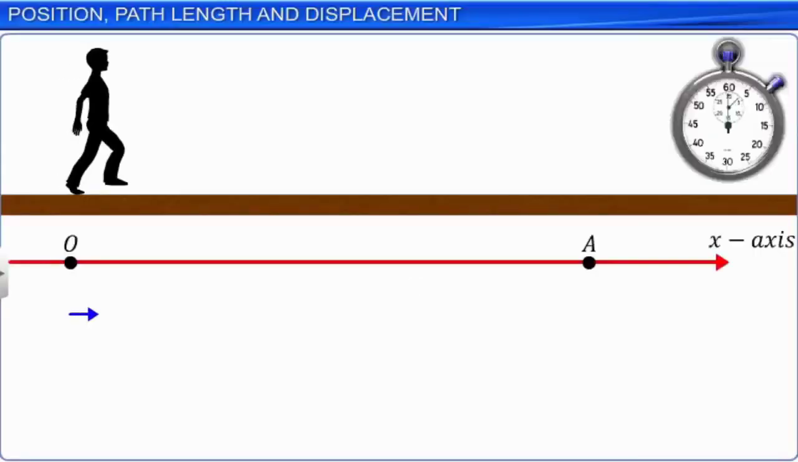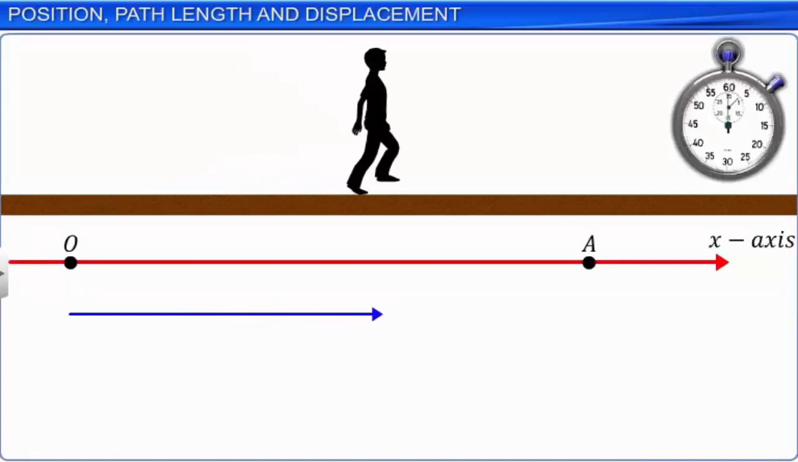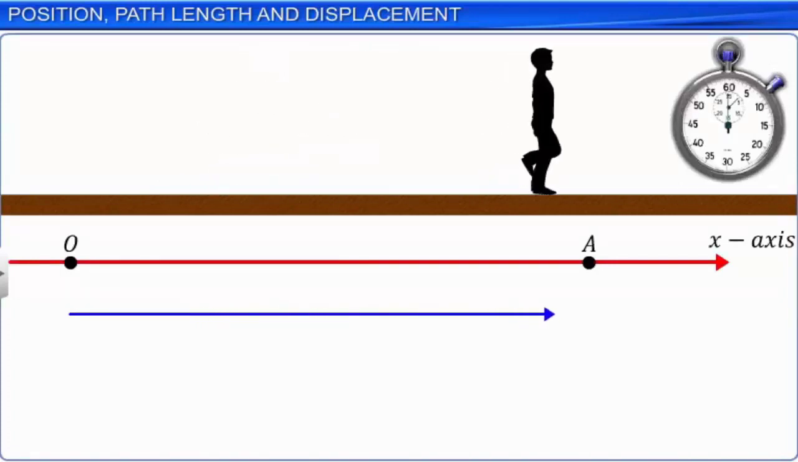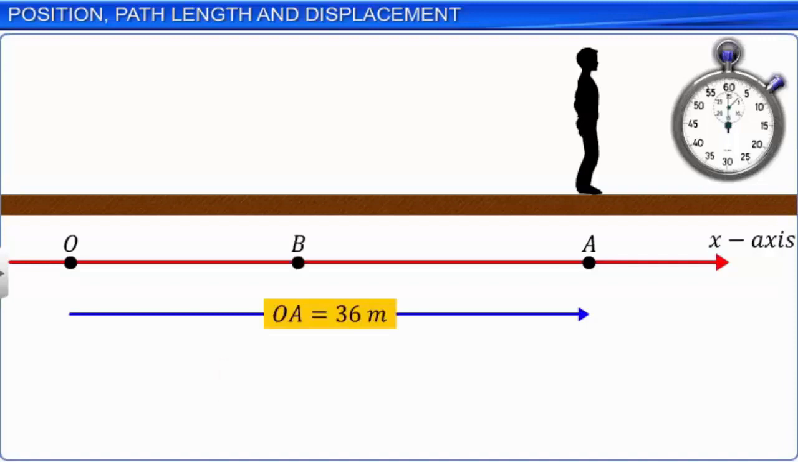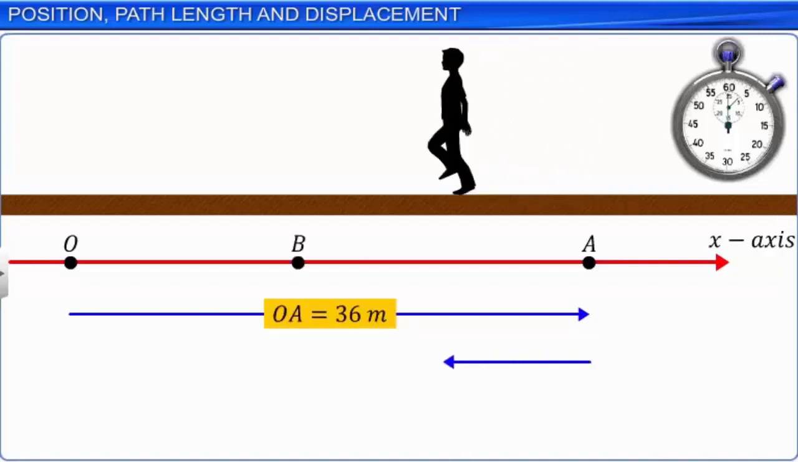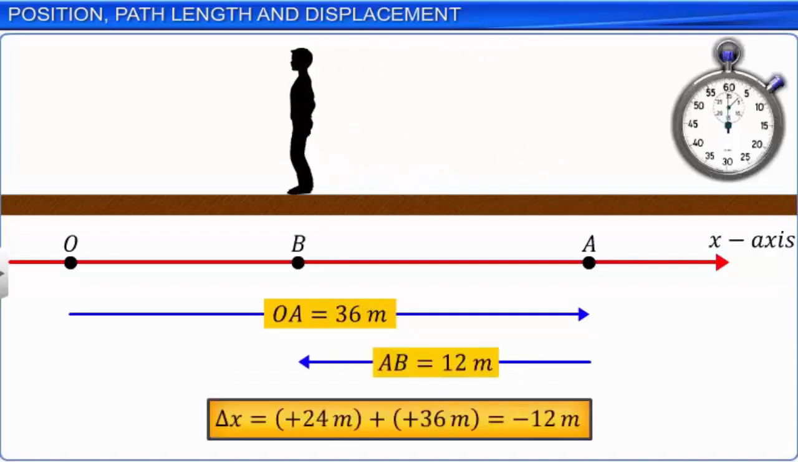For example, let's consider the displacement of the man moving from O to A. Displacement delta x is the difference between the final and initial points, which is equal to 36 meters. The displacement of the man in moving from A to B is delta x, where delta x is the difference between 24 meters and 36 meters, which is equal to minus 12 meters.